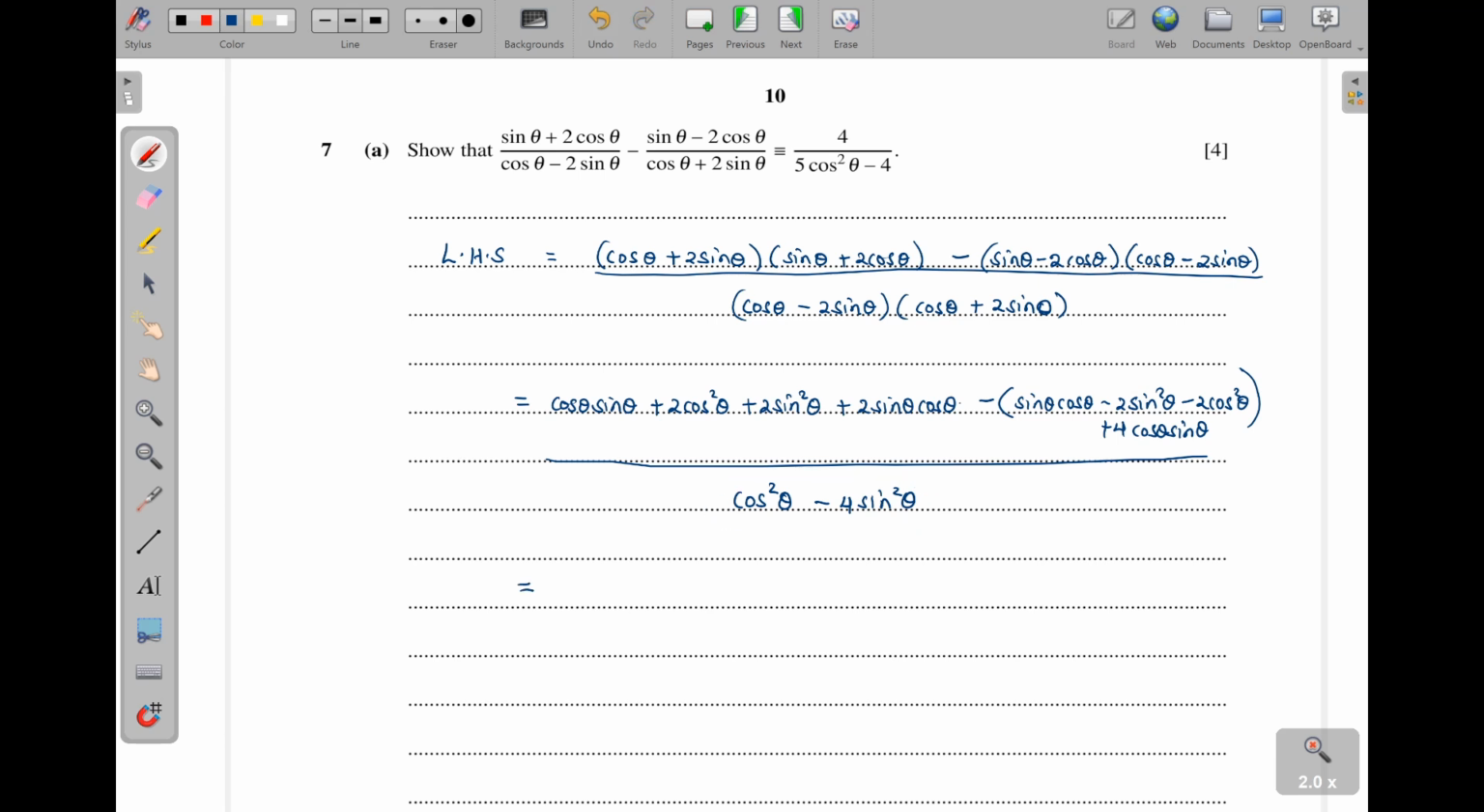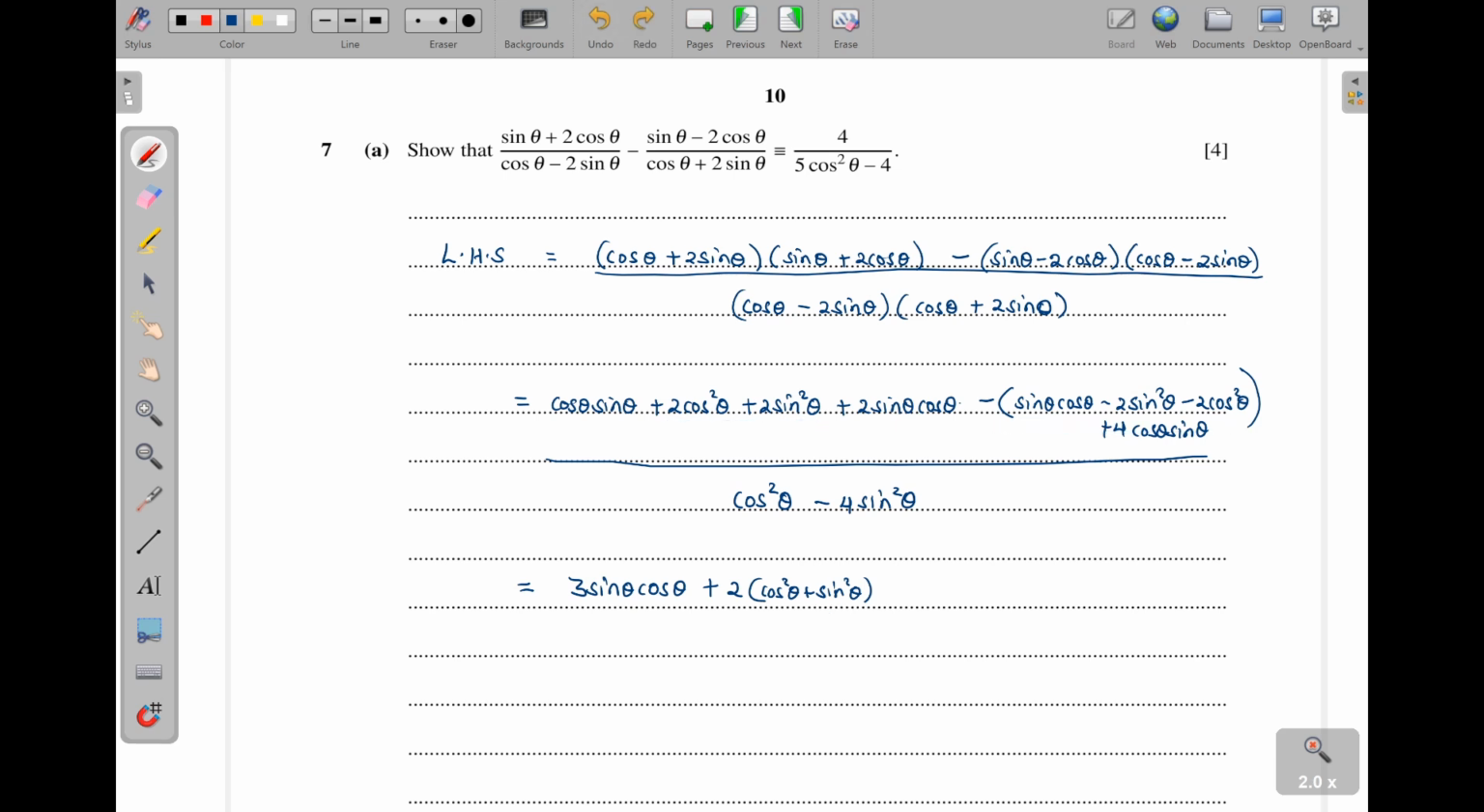Next, now we simplify. Cos theta sine theta, then plus this one here, that will be 3 sine theta cos theta. And then here, we can have 2 into cos squared theta plus sine squared theta. And you know that this one is equal to 1. So that means the whole thing here is a 2. So 2 times the 1, not so?